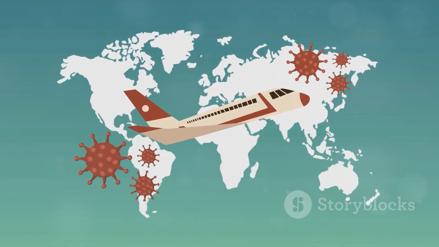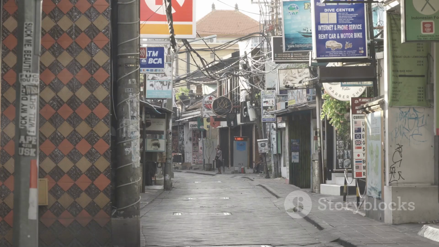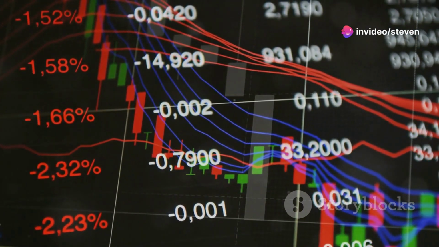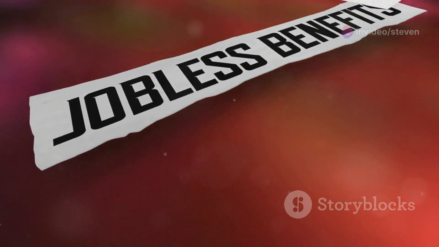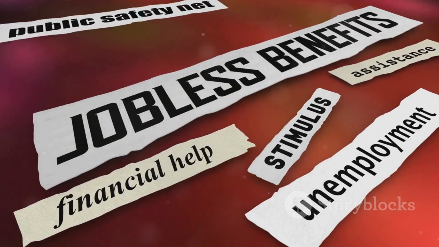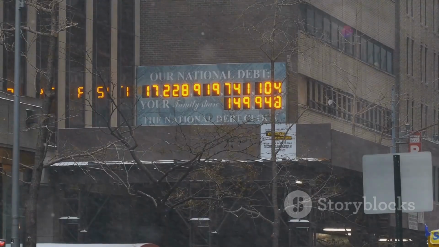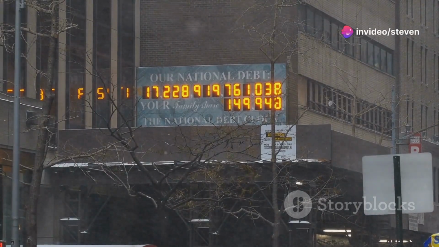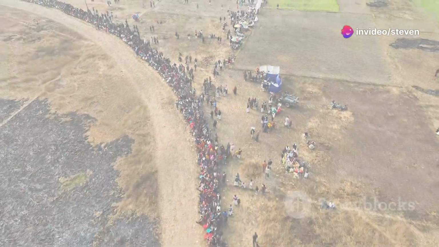Businesses were forced to close their doors, travel came to a standstill, and global supply chains were disrupted. The economic impact of the pandemic was swift and severe. Stock markets crashed, unemployment soared, and businesses large and small faced bankruptcy. Governments and central banks around the world responded with massive fiscal and monetary stimulus packages. These measures, while necessary, have also led to a surge in government debt and raised concerns about inflation.